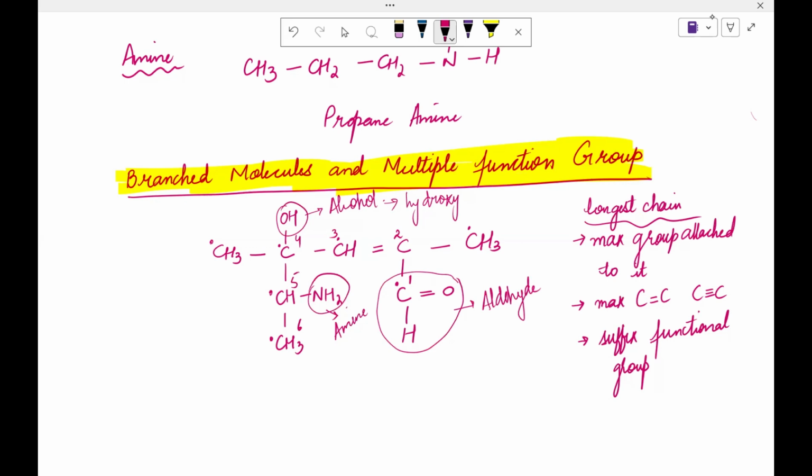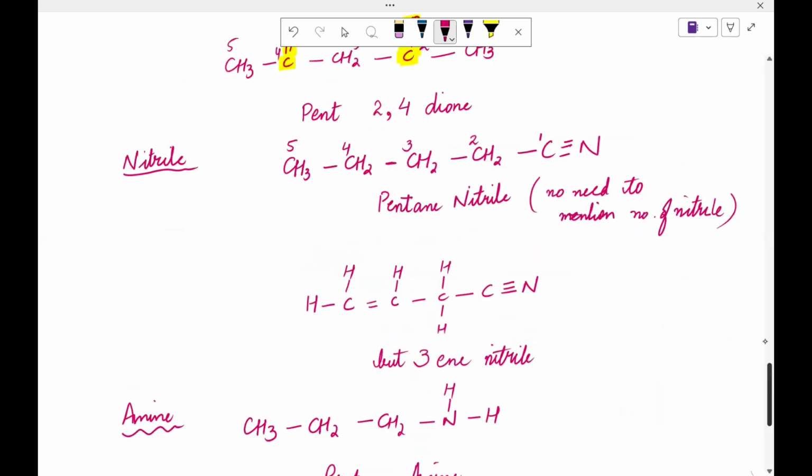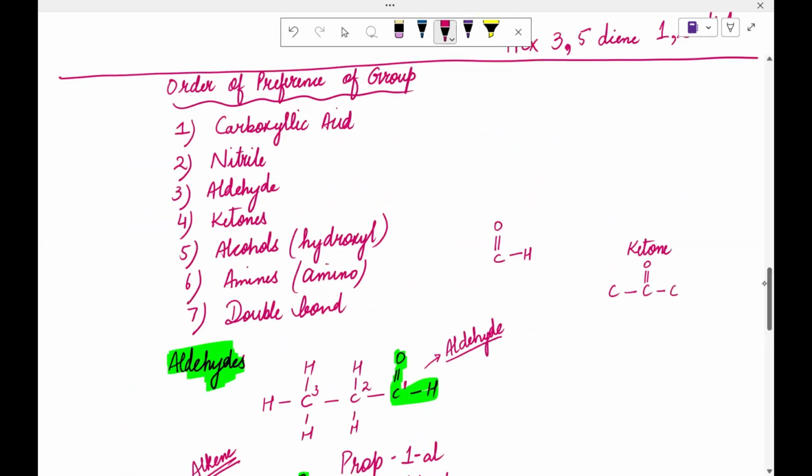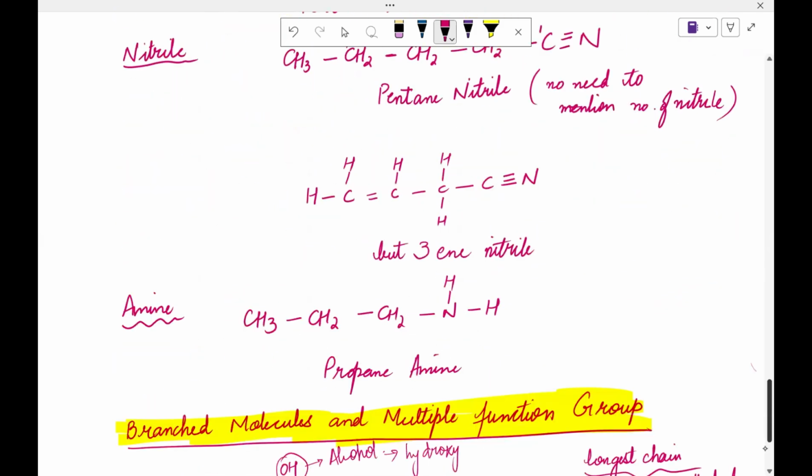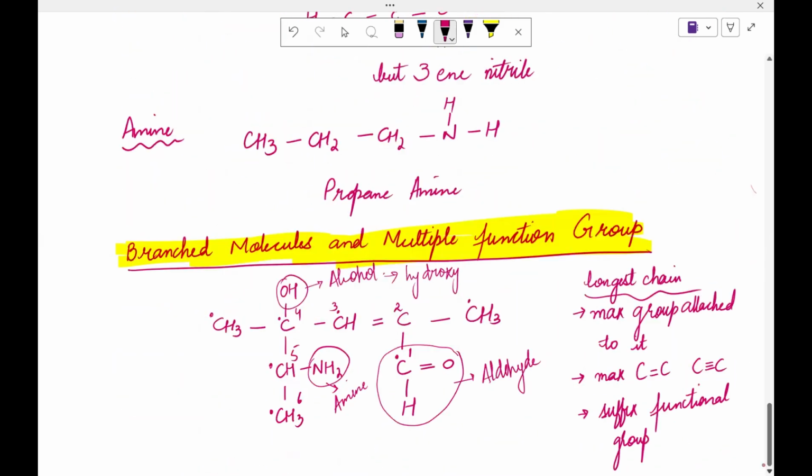The reason is the preference. We have already discussed this in the preference part, that if there is an aldehyde group and an amine group, then you give the preference to the aldehyde group. So that is why we have chosen the numbering from there. Sultan, is this point clear?